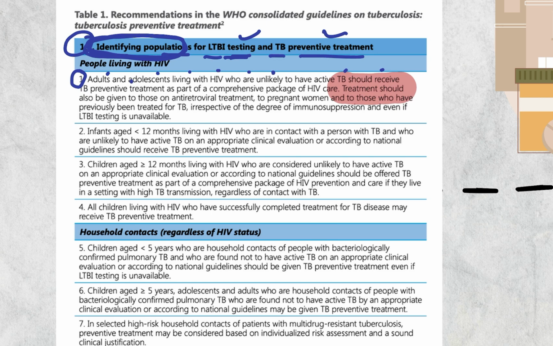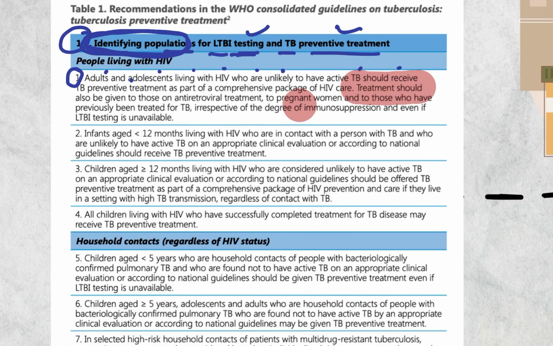Treatment should also be given to those on antiretroviral treatment, to pregnant women, and to those who have previously been treated for TB, irrespective of the degree of immunosuppression, and even if latent TB testing is unavailable. I'm just reading all the recommendations right now because in the later half of the video, I'm going to discuss each and every recommendation with the evidence.